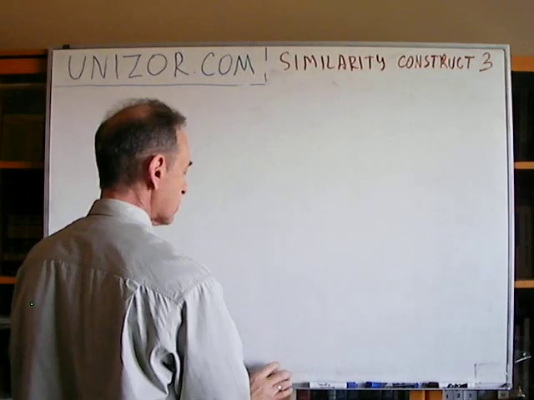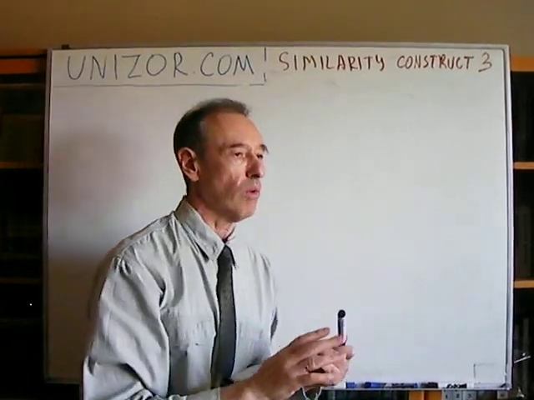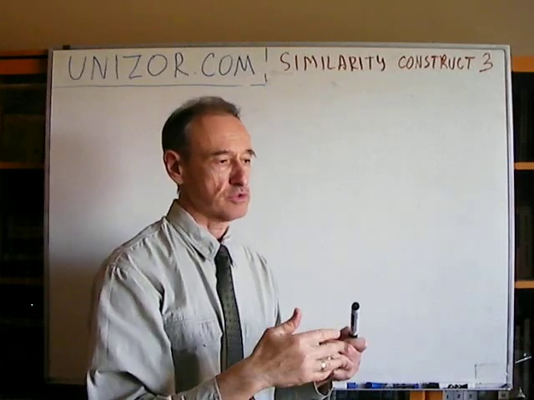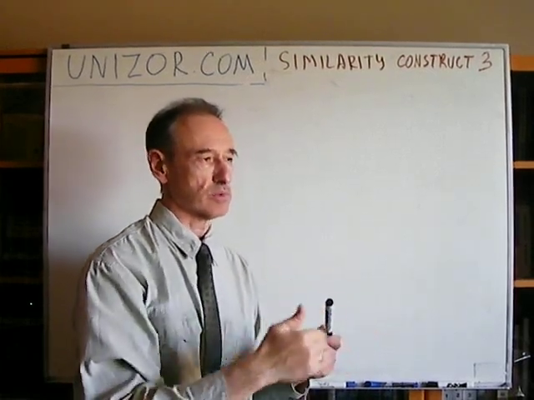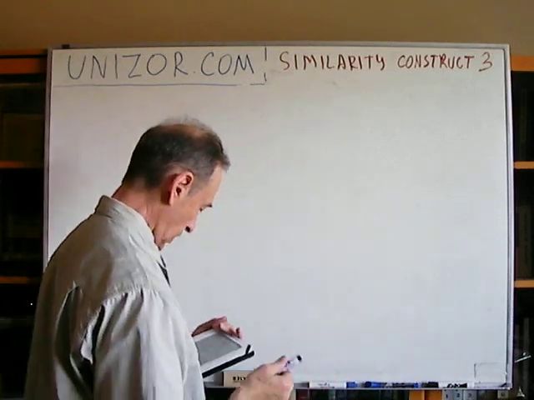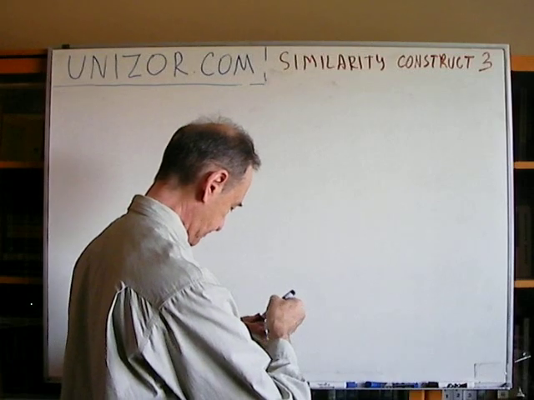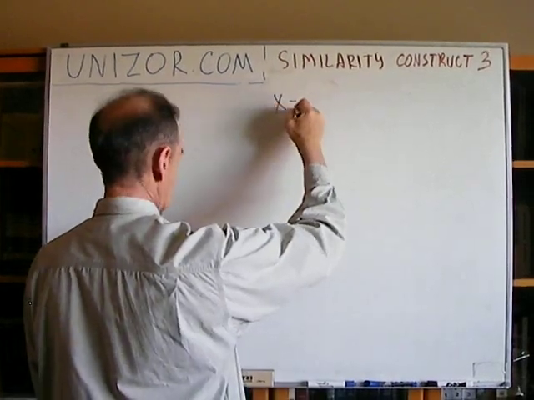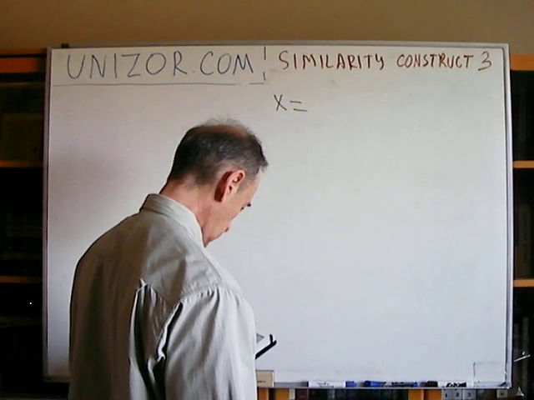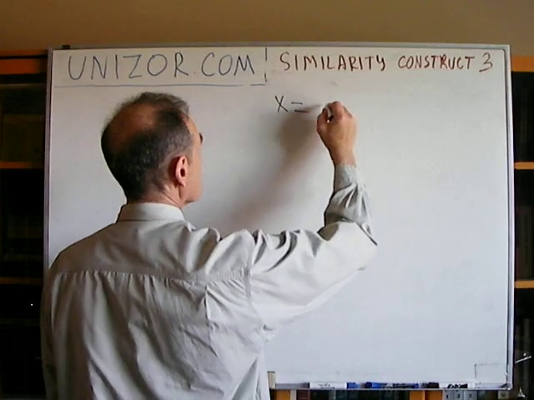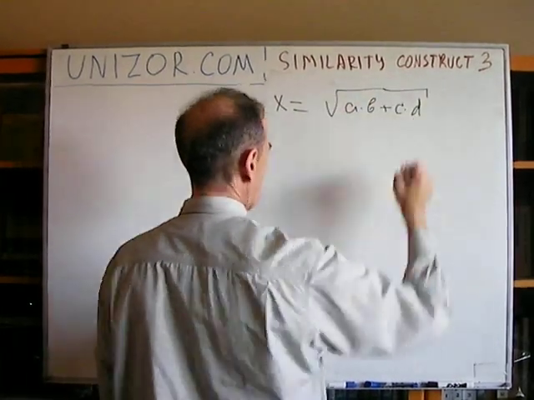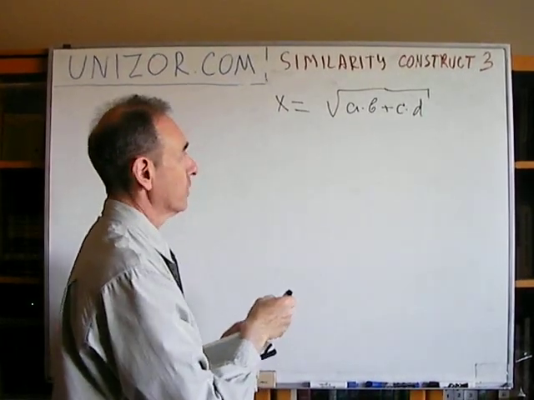Now I'm going through this trivial stuff just because other problems might actually use it. And I don't want to refer to something which is not really maybe obvious from the first glance. All right, next. X is equal to the square root of A times B plus C times D. Well, this is a slightly more complex thing.